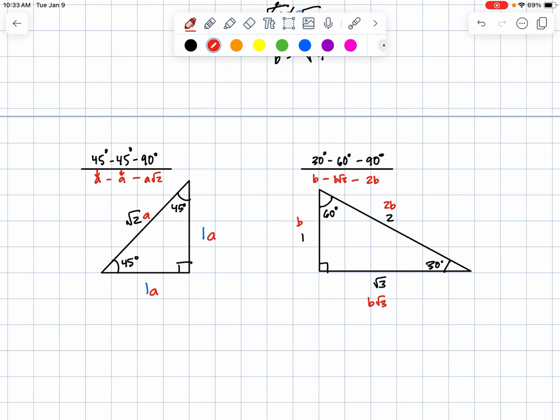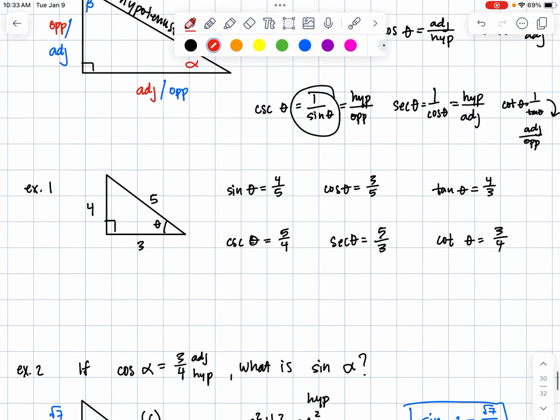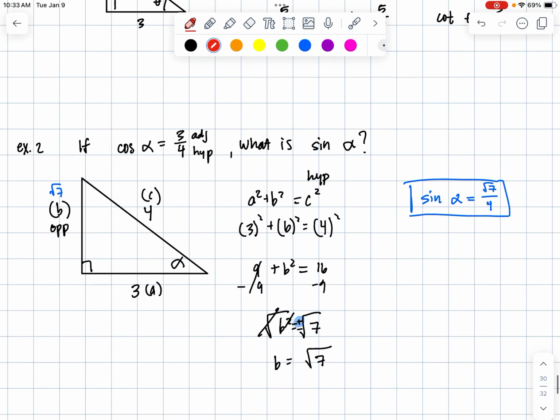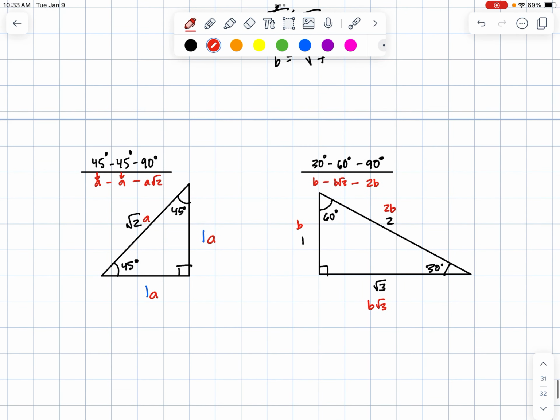All right, so with that said, this is the end of part 1. This is what we need to know for the basics of right triangle trig. If you do have any questions, please ask, and I'll see you in part 2.